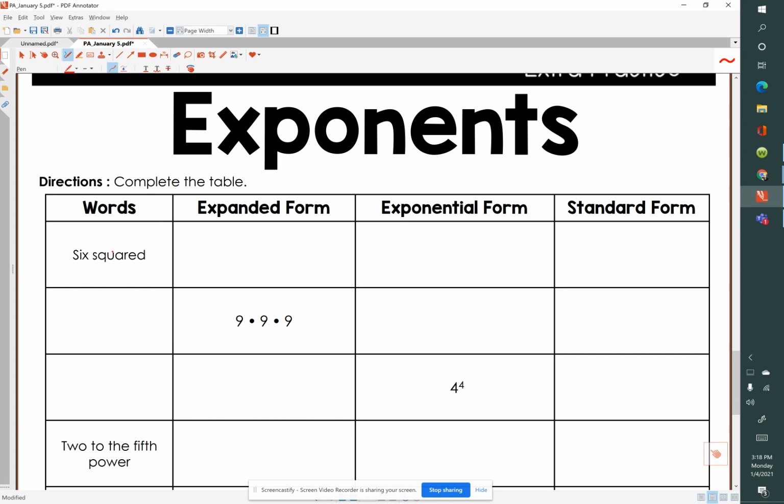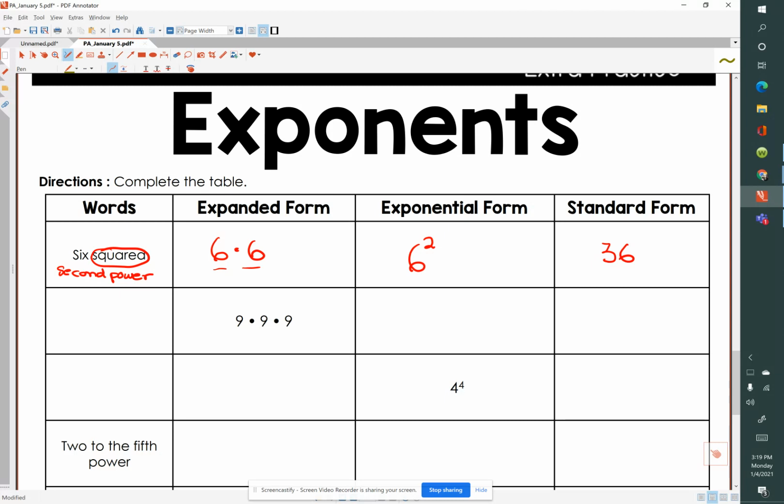And here we have 6 squared. Students, whenever we see the word squared, that means we're raising it to the second power. And that would be a power of 2. So 6 squared would be 6 times 6, 6 multiplied by itself. The exponential form would be 6 to the second power. And the standard form, well, that would be 6 times 6, which gives us 36. So let's try that with some other values.